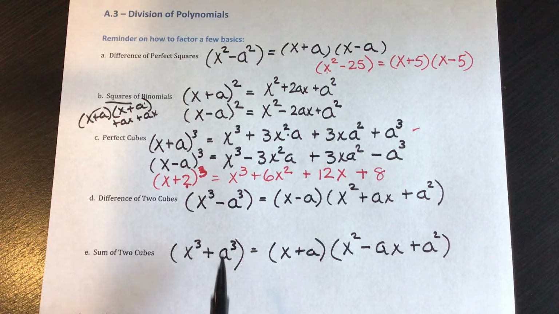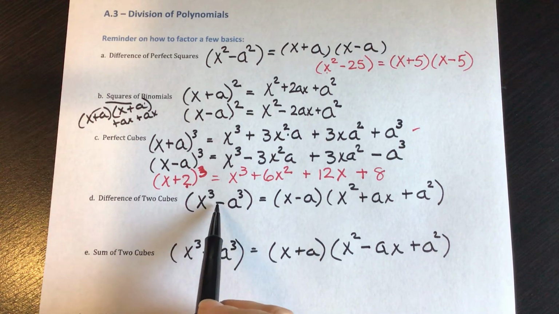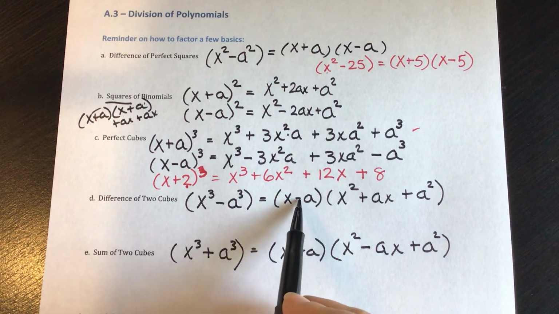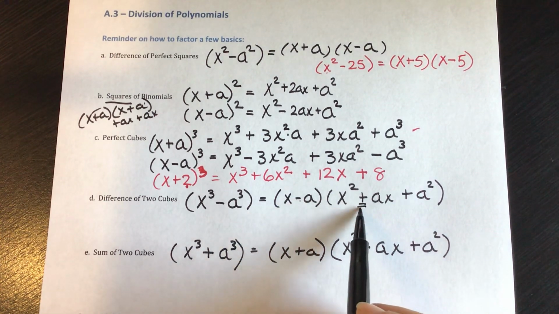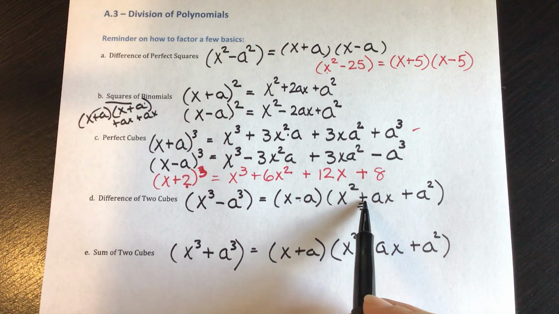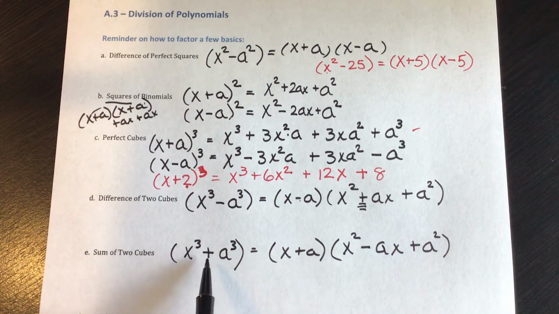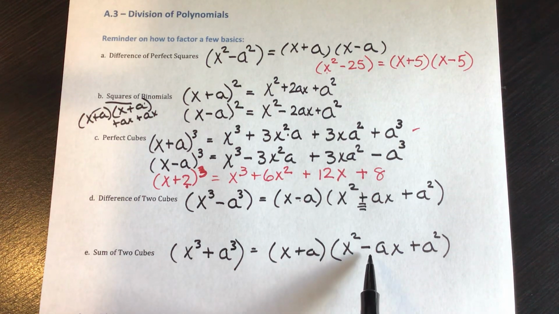So a couple things here. If I start with a difference, my binomial will be different, and this term right here is going to be the opposite. In both of these, that works. The binomial has the sign of our problem, and then inside my trinomial, the second term has the opposite sign.